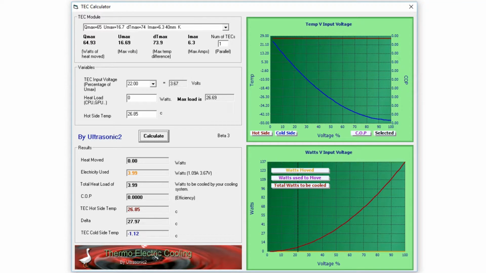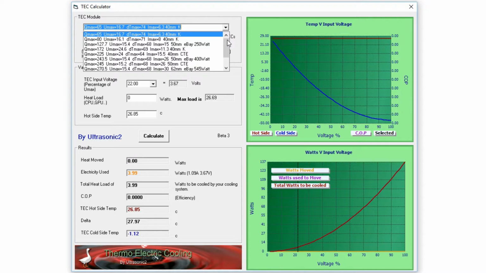Welcome back everyone. Today we're going to be talking about my TEC calculator. Essentially what it is, a means of estimating the performance you'll get with different TECs, with different loads and different input voltages.